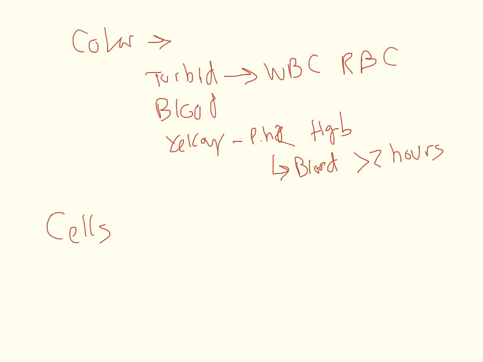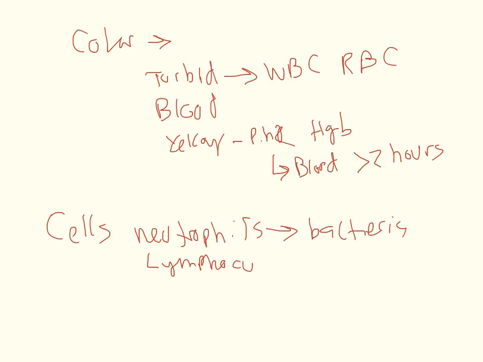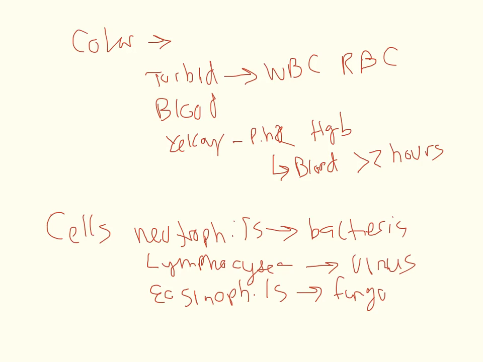So let's just talk about what kind of blood cells we'd see. If we see neutrophils, that would indicate bacteria, right? And then if we saw primarily lymphocytes, that would indicate a virus. And if we saw eosinophils, what do we have left? We have fungus and parasites. So those are the basic breakdown of cells and what they would mean if you found them.